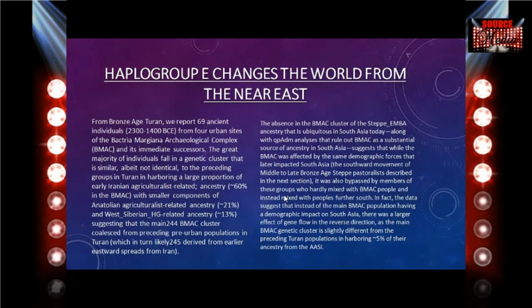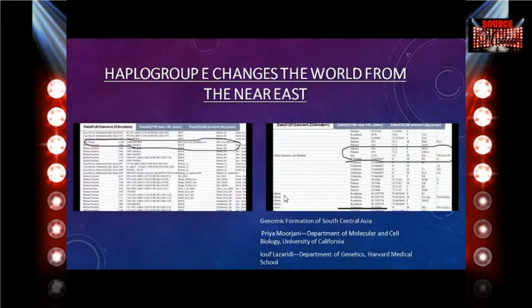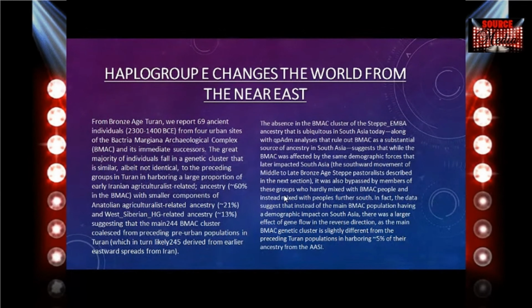In fact, the data suggests that instead of the main BMAC population having a demographic impact on South Asia, there was a larger impact of gene flow in the reverse direction. Remember, we said E came from South Asia, right? They say it was a larger gene flow from the reverse direction, as the main BMAC genetic cluster is slightly different from the preceding Tehran ancestry and harboring 5% of their ancestry from the ancient, I forget what that is. I think it's the ancient South Asian. Yeah, the ancient South Asian people.